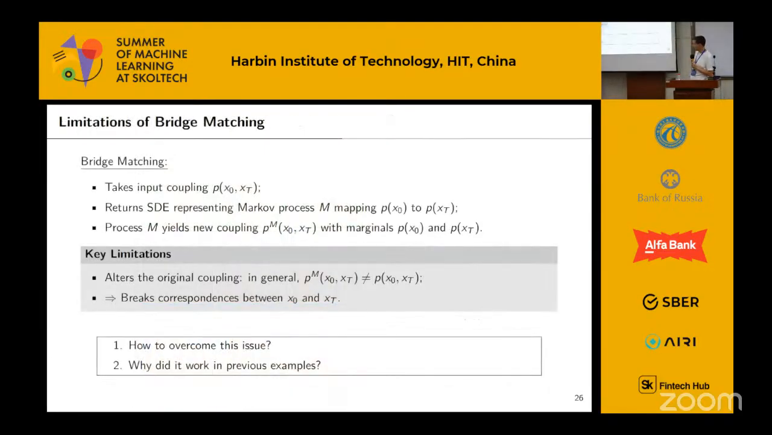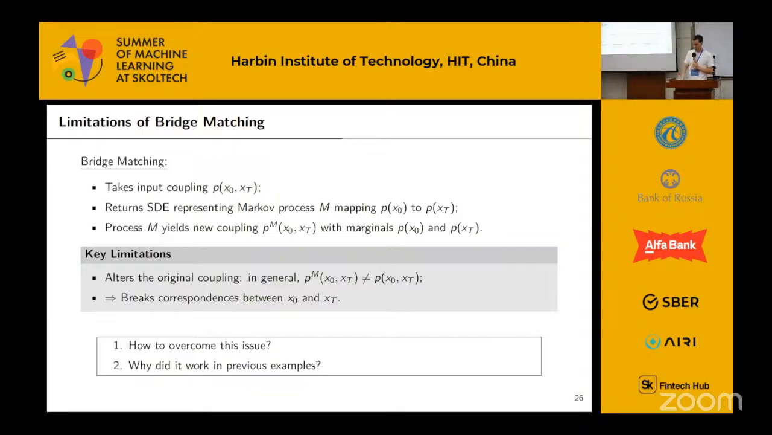Okay, but there is one important aspect which you probably missed when I was talking about this. You see that this approach takes as input some input coupling, so basically some pairs of data, right? It builds a reciprocal process and then does the bridge matching or the Markovian projection and reconstructs some stochastic differential equation which allows generating data of one domain from the data of another domain.